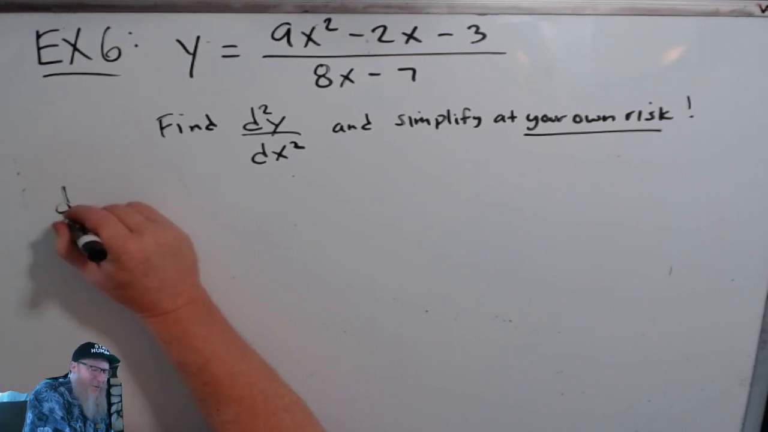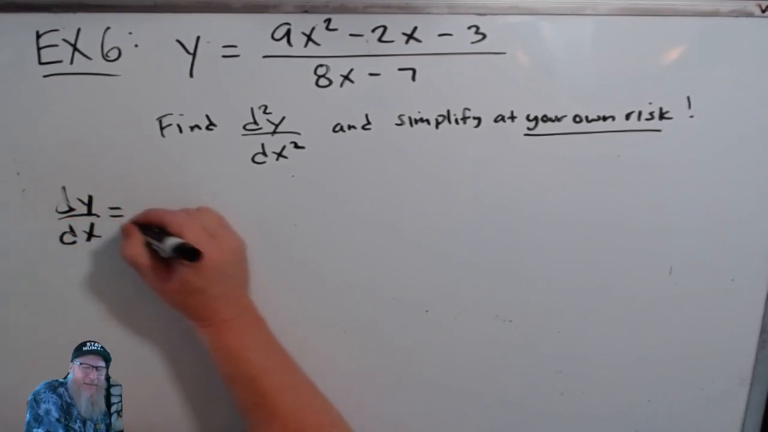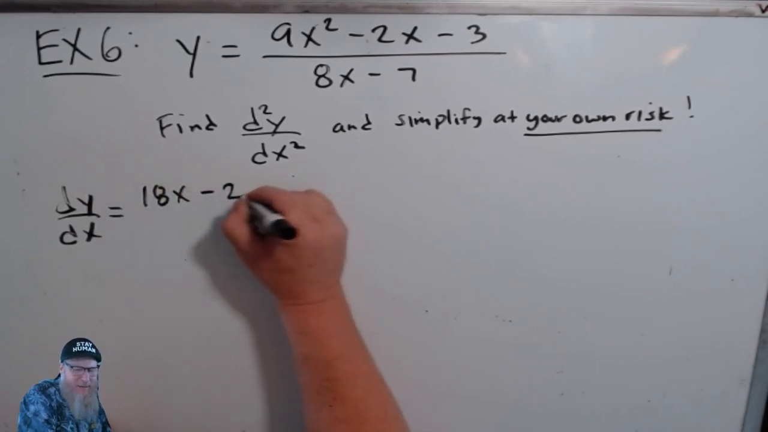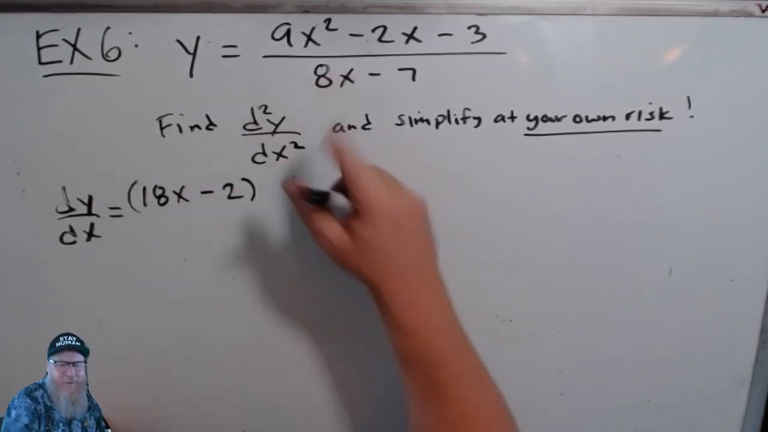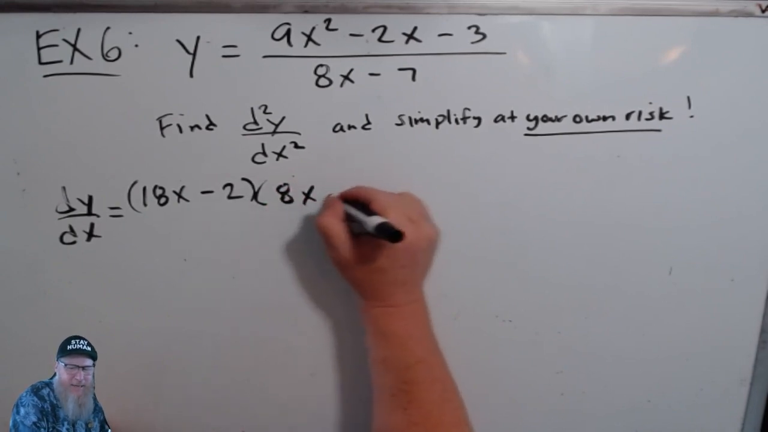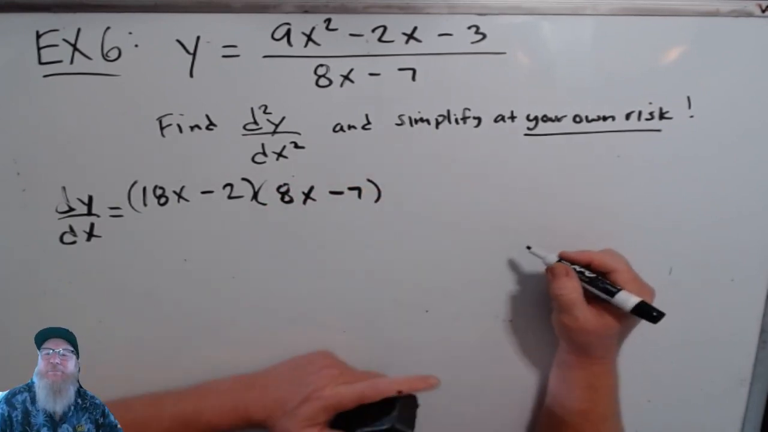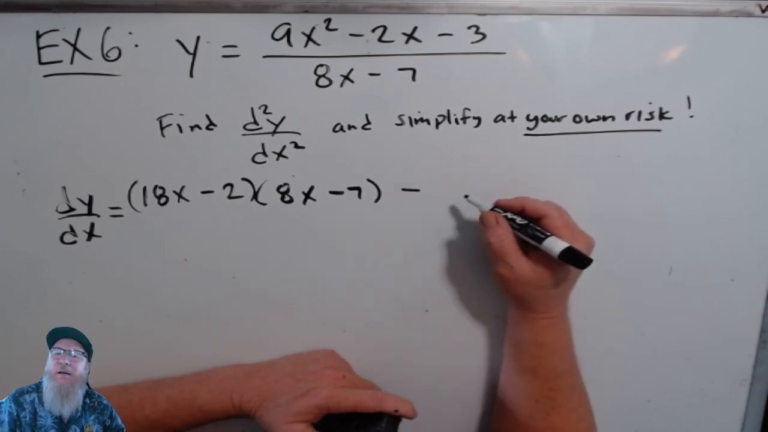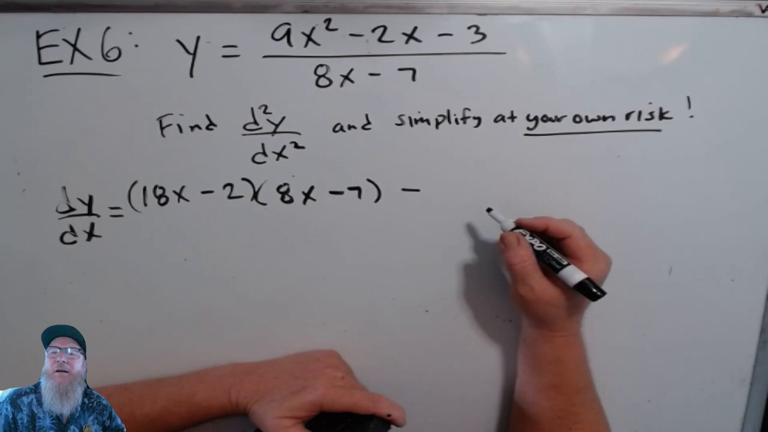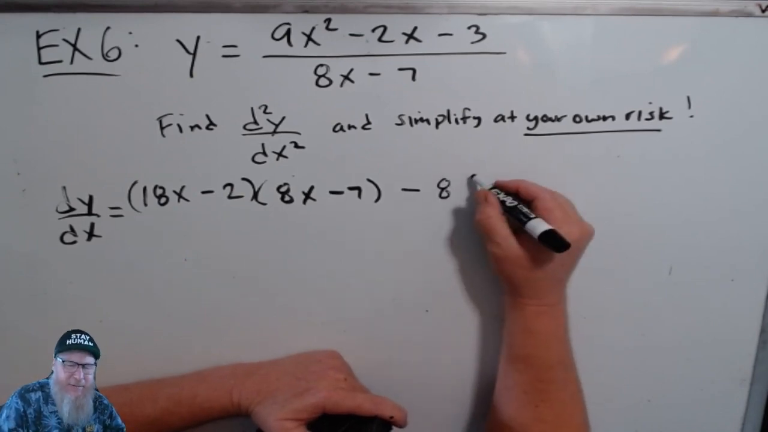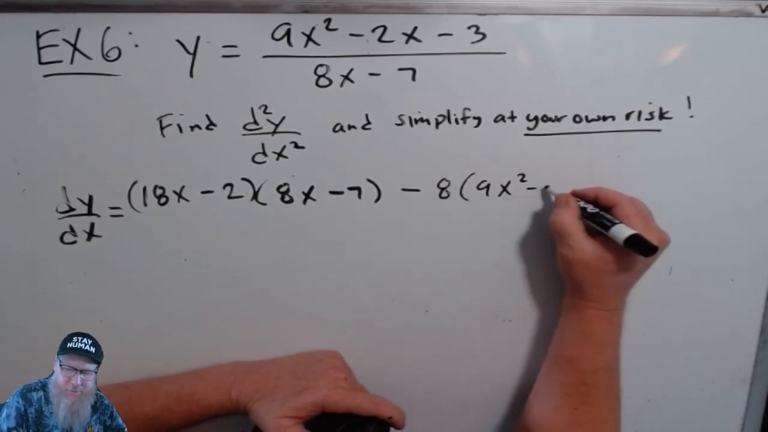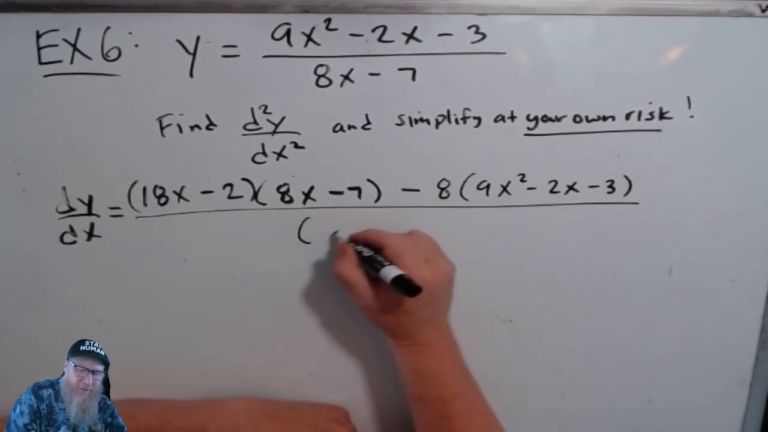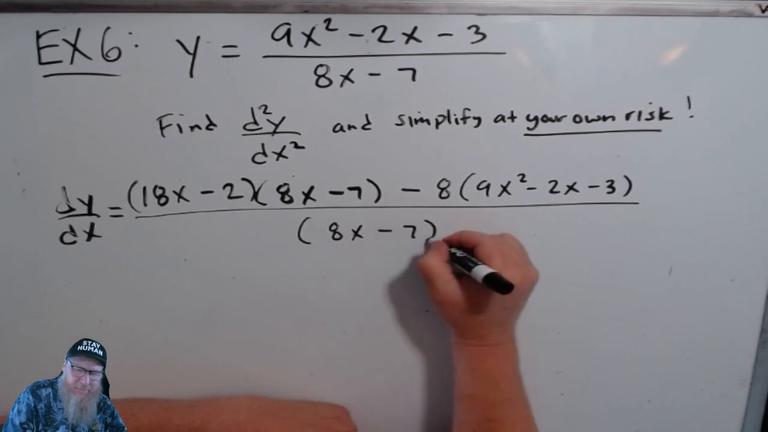So we got dy/dx is the derivative of the top, 18x minus 2, times the bottom, 8x minus 7, minus the derivative of the bottom, 8, times the top, 9x squared minus 2x minus 3, all over the bottom squared.